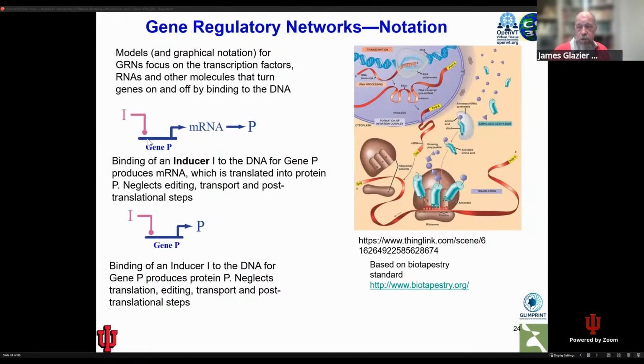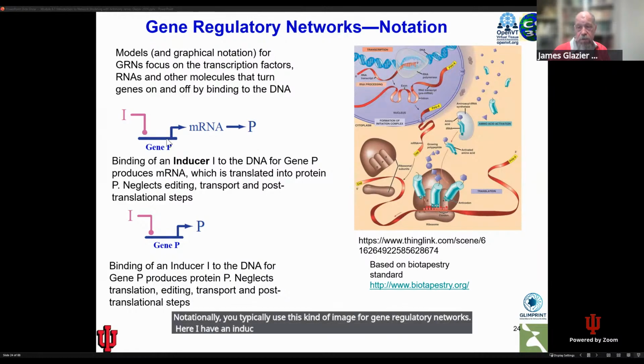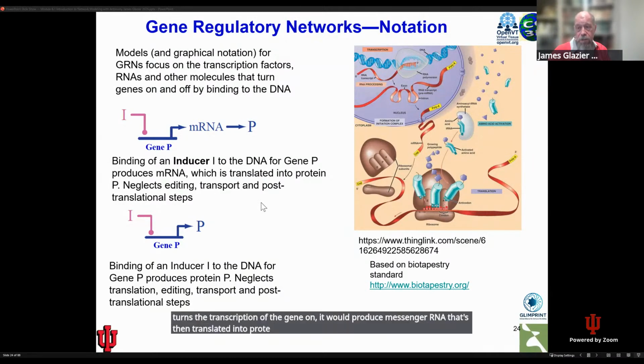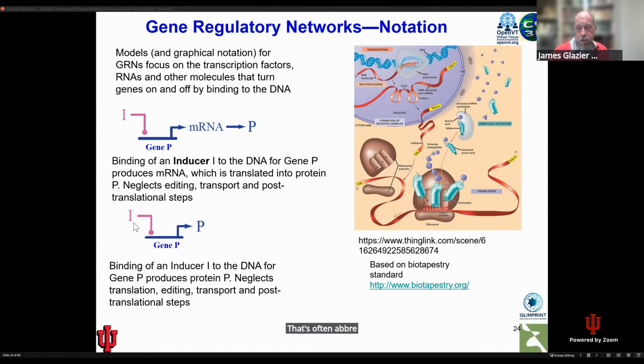Notationally, you typically use this kind of image for gene regulatory networks. Here I have an inducer which binds to a DNA, turns the transcription of the gene on. It would produce messenger RNA that's then translated into protein. That's often abbreviated just as inducer promotes protein, or even just I promotes P. The lollipop arrow with the circle at the end is promotion.